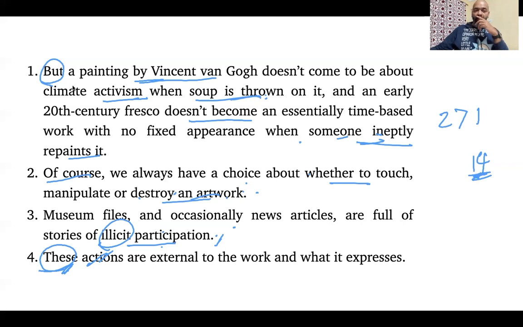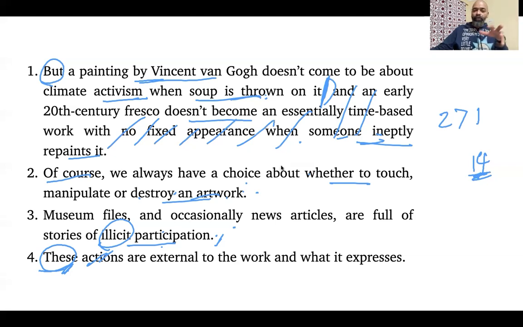But if you notice, "but a painting of Vincent van Gogh doesn't come to be about climate activism and soup is thrown on it" - you can actually stop reading here the second or third time, because all of this is just repetition, isn't it? One example repeated twice. So as far as you are concerned, the sentence ends there. Learn to summarize and shorten the sentences in parajumbles. That's a major skill that you need. You can't keep repeating the whole sentence in your head. You have to come to the small part and keep repeating that.